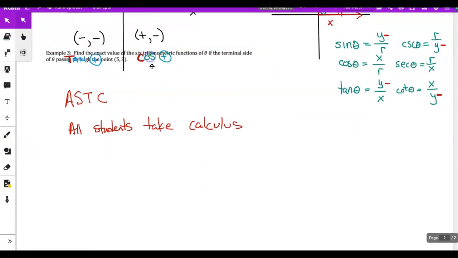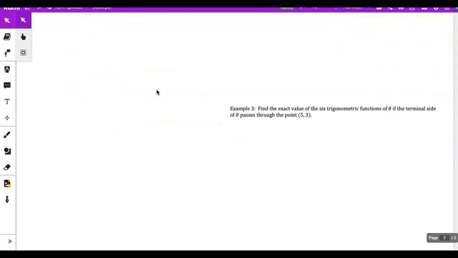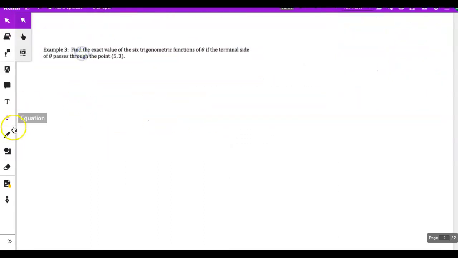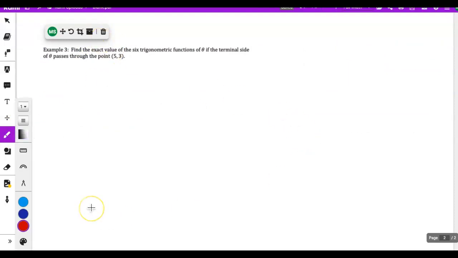So, whoa, that was unintended. There it is. So if I had to do this problem and I wanted to find the exact value of the 6 trig functions of an angle that passes through the point 5, 3, I know that 5, 3, since both coordinates are positive, is in quadrant 1. And so I could just say, okay, I have a triangle, right? And I don't have to do a perfect job of drawing it, which is good.